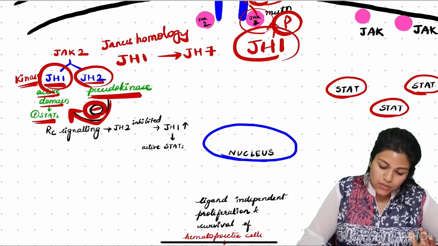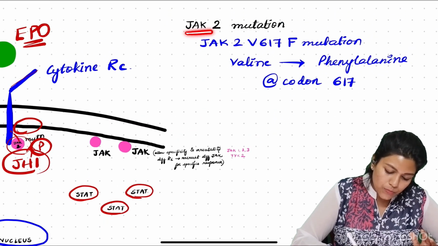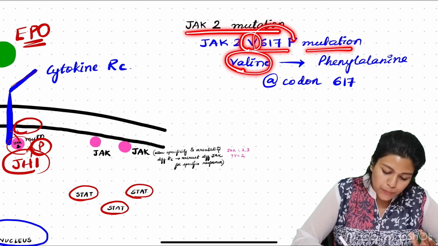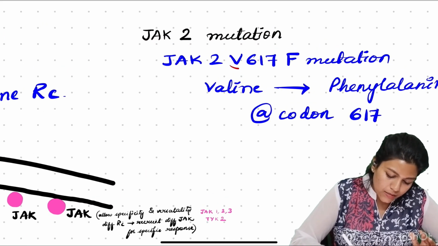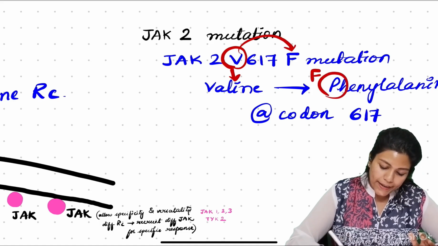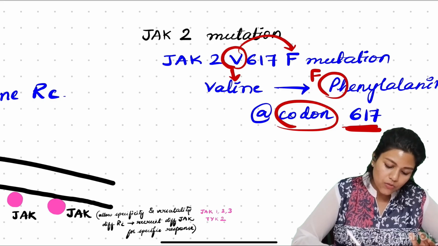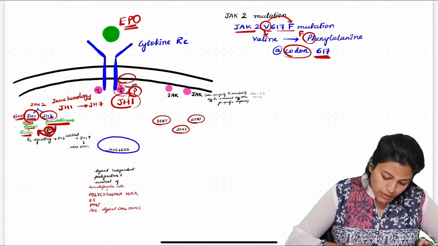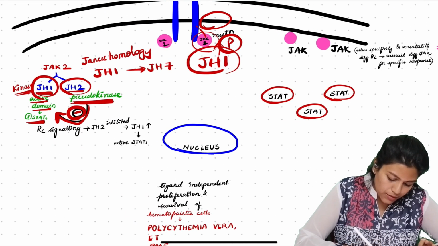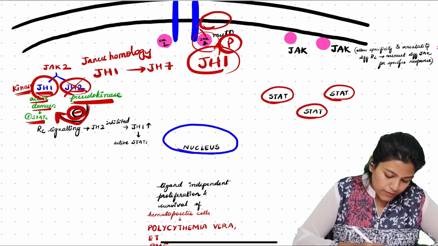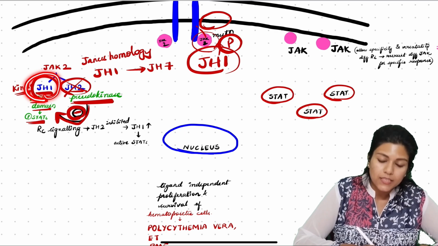Whenever there is a JAK2 mutation, it is a V617F mutation. That means V, valine, is getting replaced by phenylalanine at codon number 617, hence called the JAK2 V617F mutation. Whenever this mutation happens, JH2 is permanently inhibited. That means JH1 is continuously active.